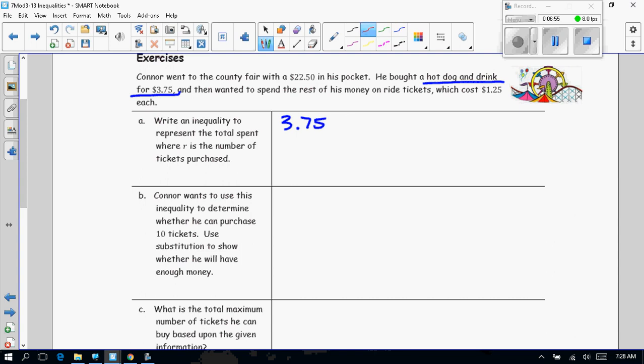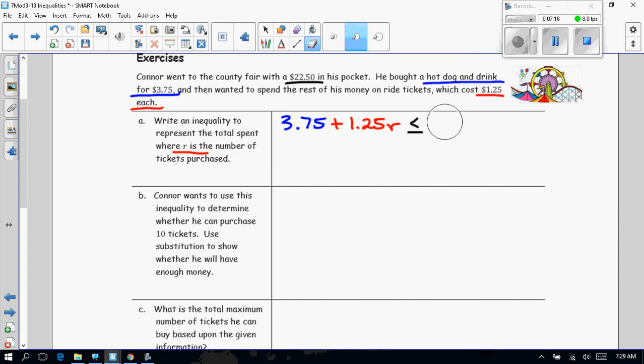And he's going to buy tickets that are $1.25 each, and we know that a ticket is the letter R, and he can spend no more than $22.50, which means this is going to be less than or equal to, right? He can spend no more than $22.50. Why am I writing 50? $22.50. There we go.